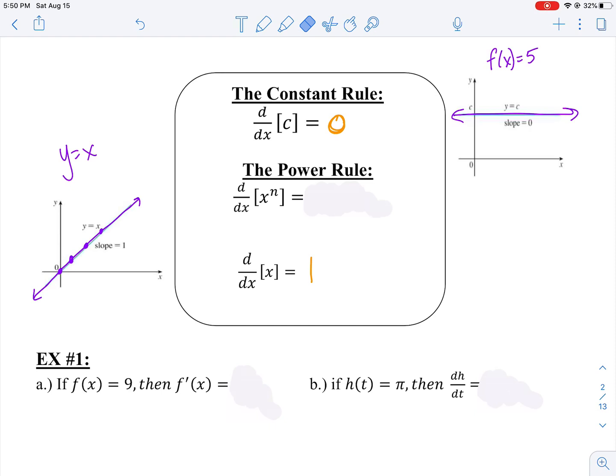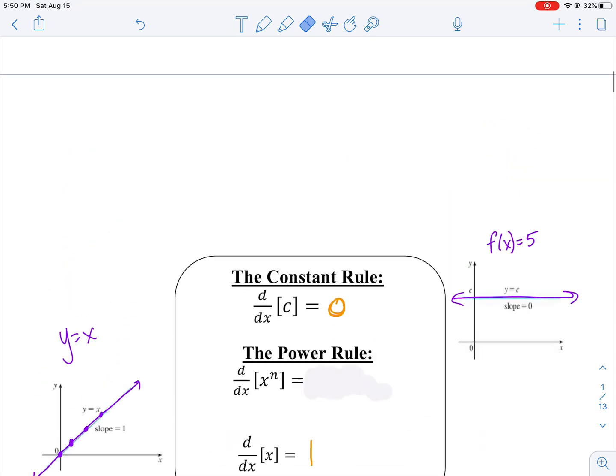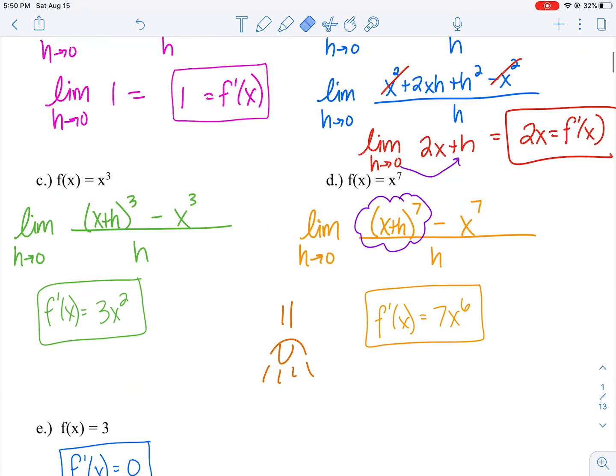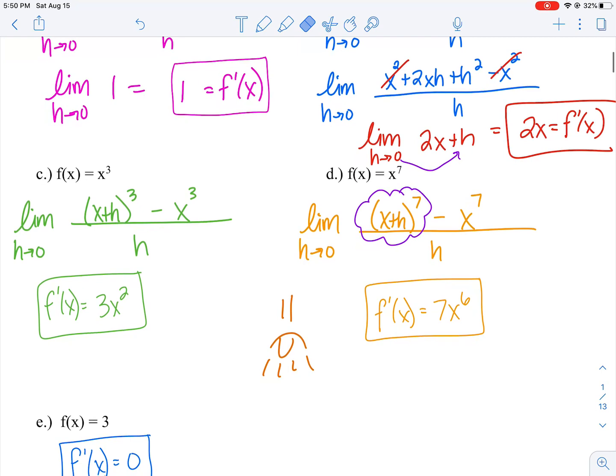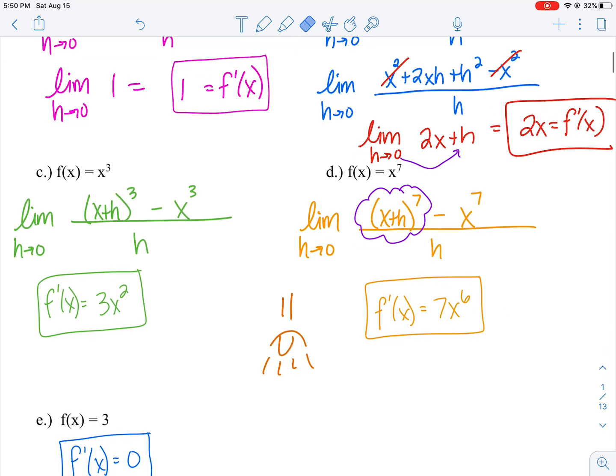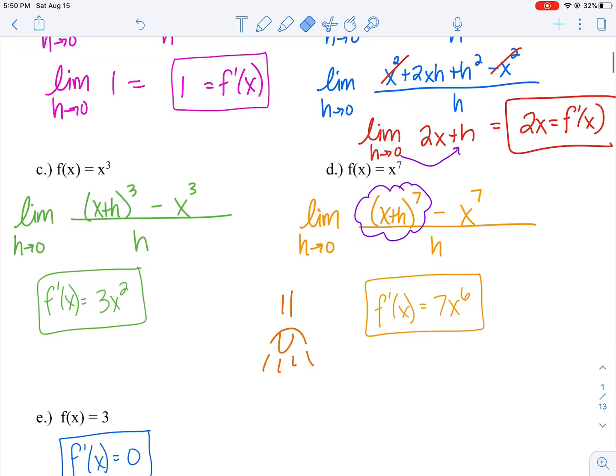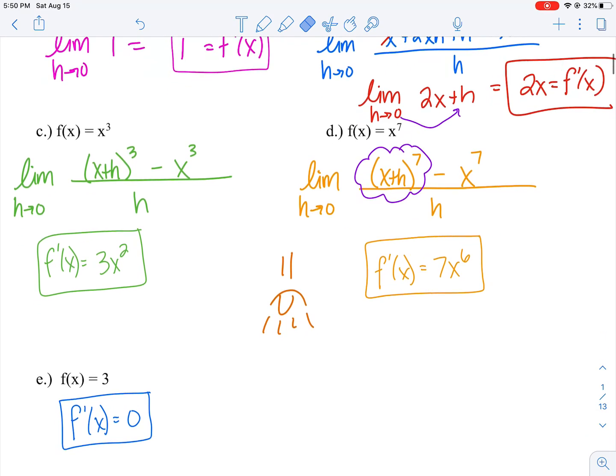Now, what if my x had a different exponent on it? 3, 4, 5, you remember 7 at the beginning? If my x had a 7th exponent, x to the 7th, how could I quickly find the derivative using this power rule? Well, you may have noticed that we can bring that 7 forward, and then we get our new exponent by subtracting 1 from it. So the derivative of x to the 7th is really 7x to the 6th. Way quicker than doing the limit definition, right?